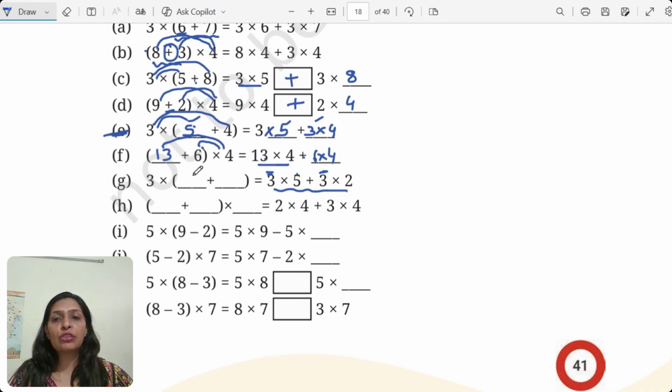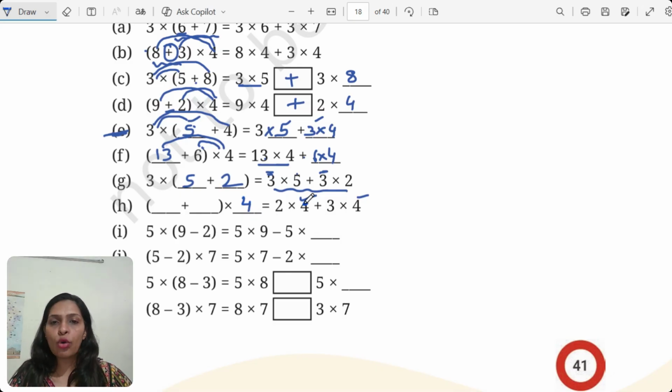So the first number is going to come 5 and the next number is going to come 2. All right. Now here all the numbers are missing. So how to choose which number should come out of the bracket? Out of the bracket will always be the number which is common. Common means same. Okay. So if I say 2 multiplied by 4 and 3 multiplied by 4, which number is coming in both the terms? It is 4. So 4 will come outside the bracket.